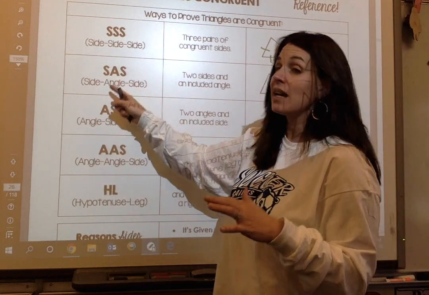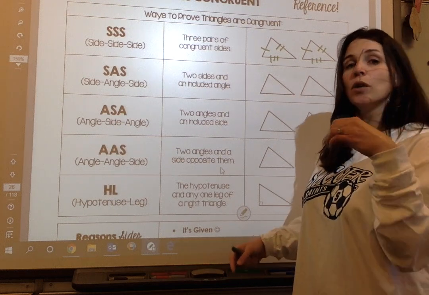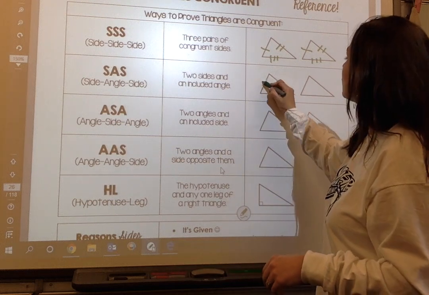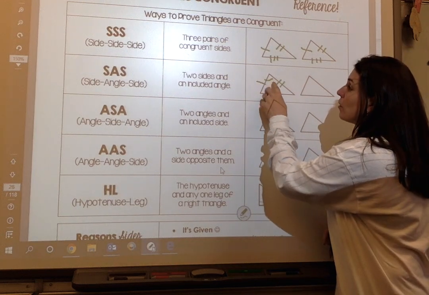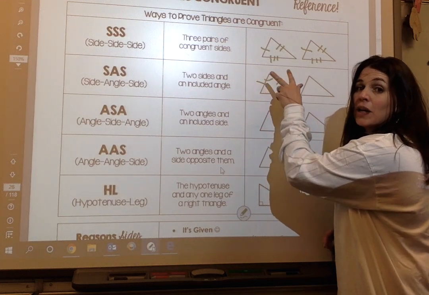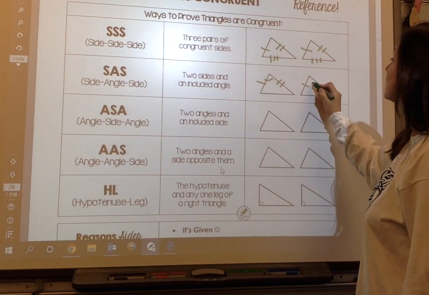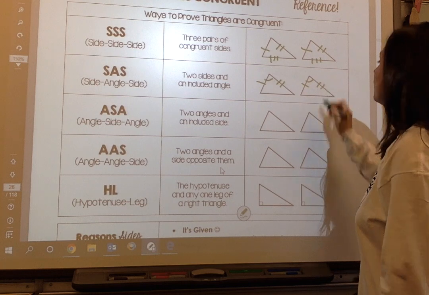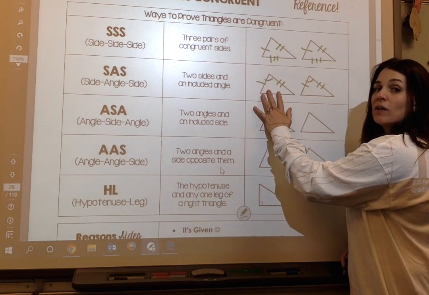We also have side angle side. So 2 sides and an included angle. Here's what that means. Here's a side, here's an angle, and here's a side. Notice this angle is in between. That's what we mean by included angle. It's a side, it's an angle, and it's a side. So if this side and this angle and this side is congruent, then I can say this triangle is absolutely congruent to this triangle.